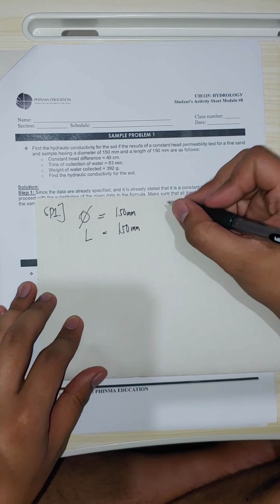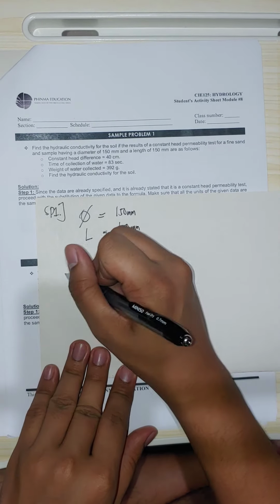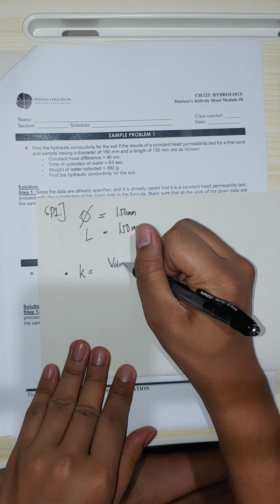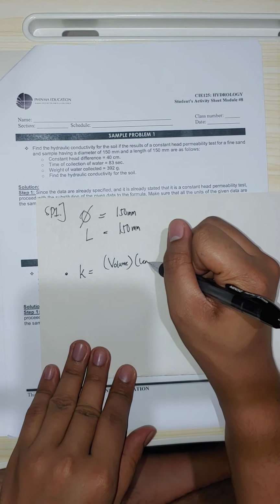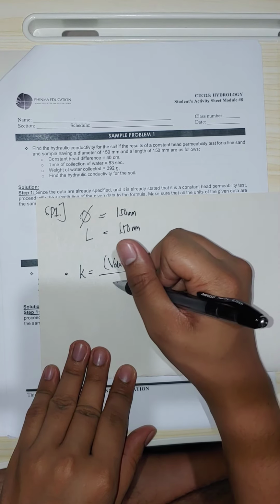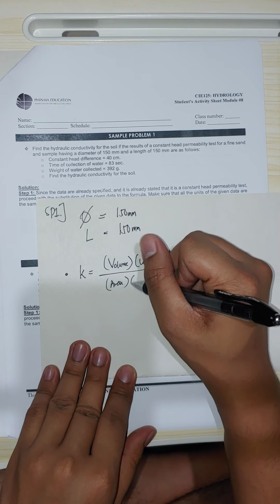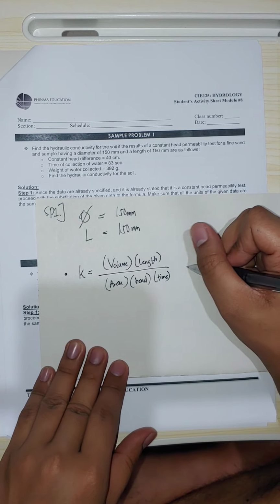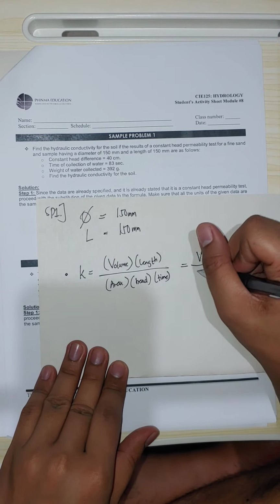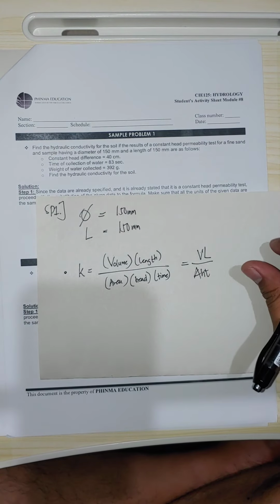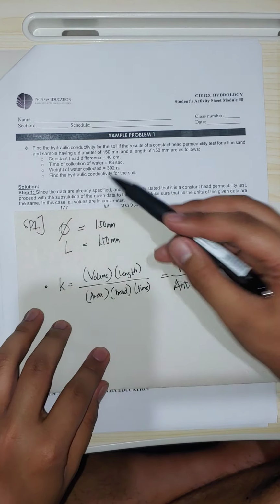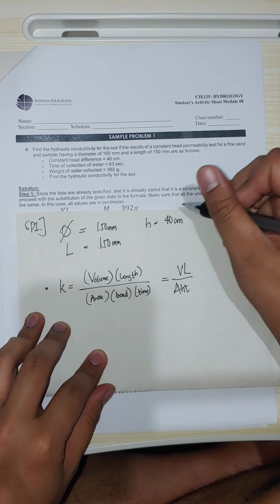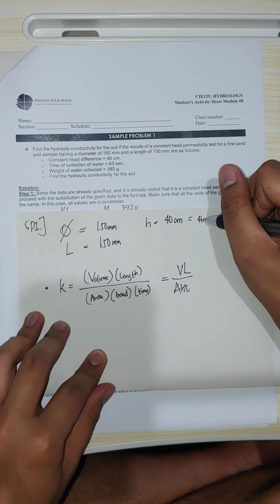Constant head difference. Diba atong hinumduman ang formula ni constant head, K is equal to volume collected times the length over the cross-sectional area of the soil sample times the head times the time. Or kung ato yung symbol, that is VL over AHT. Importante nga inyo na ma-determine. Constant head difference, H, 40 centimeter or equal to 400 millimeter.